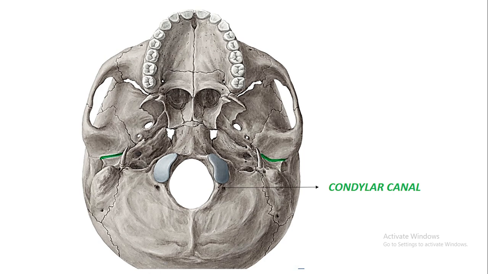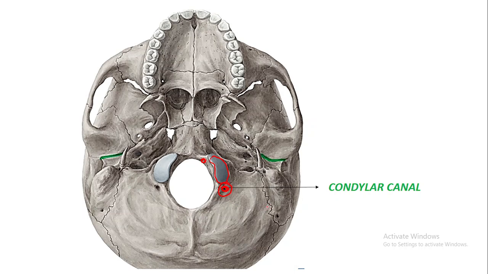Next is the condylar canal. Below these occipital condyles, there is a fossa-like structure called the condylar fossa, and in that condylar fossa there is a canal called the condylar canal. It is also called the posterior condylar canal. The hypoglossal canal is also called the anterior condylar canal, and this is the posterior condylar canal, or the condylar canal.